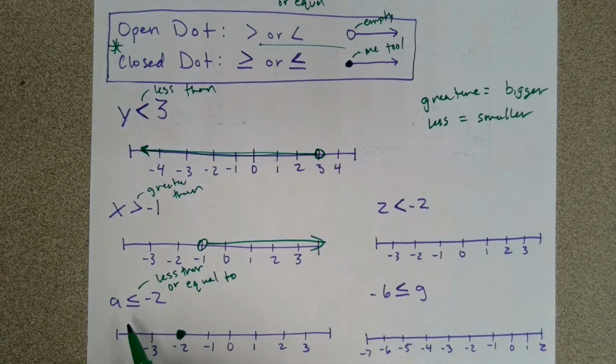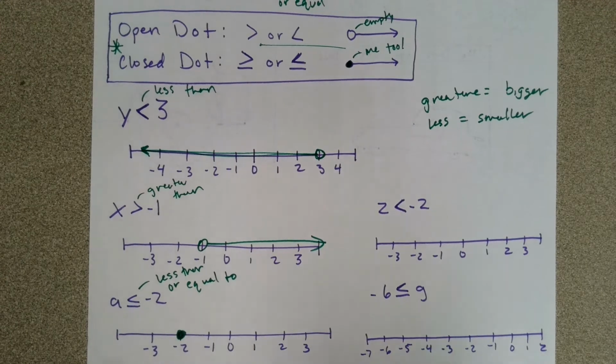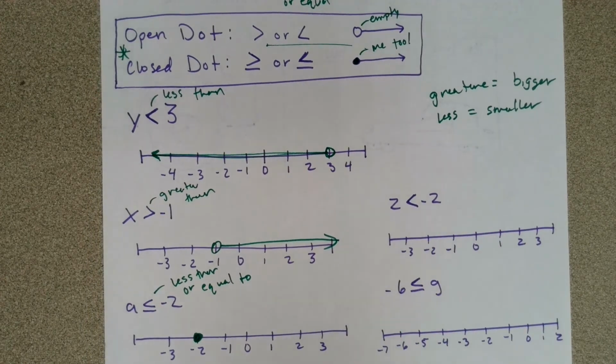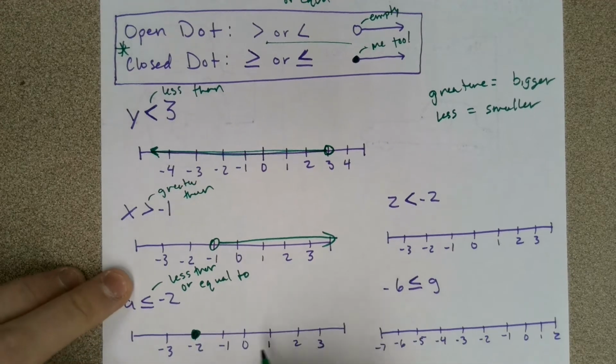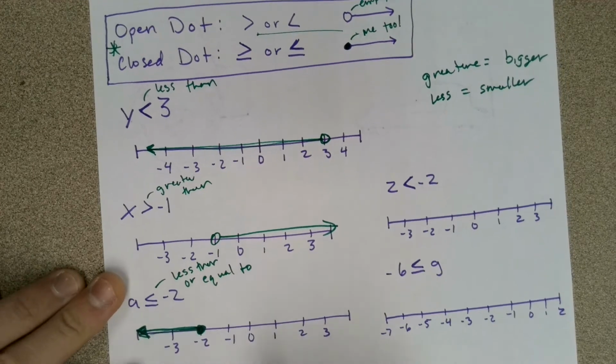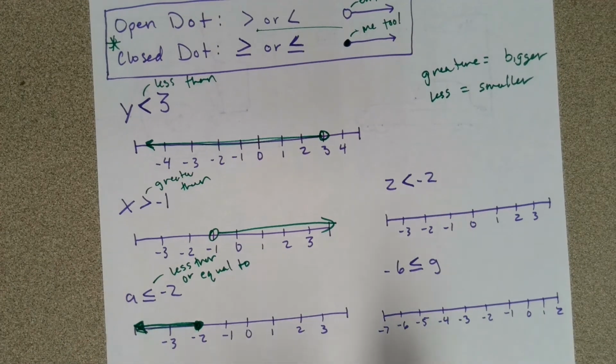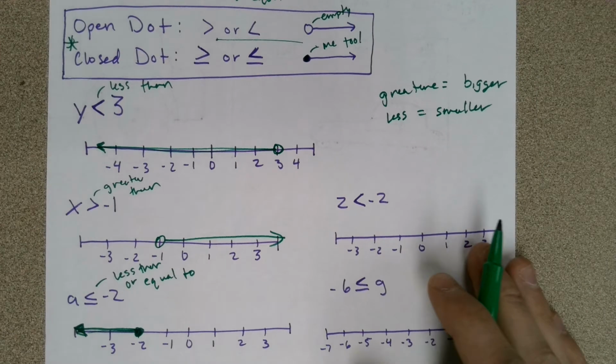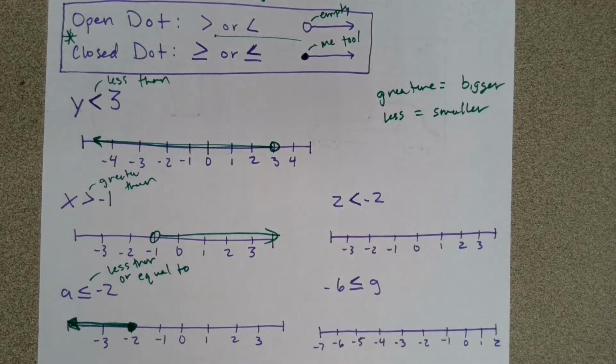Okay. A is less than or equal to -2. If I'm thinking less than here, so if it's less than, it's going to be smaller than -2, and that means I have to go this way. I have to go deeper into the negatives. It could be anything less than or equal to -2, including -2. Okay, awesome. We got our first closed dot. Let's go back up here.